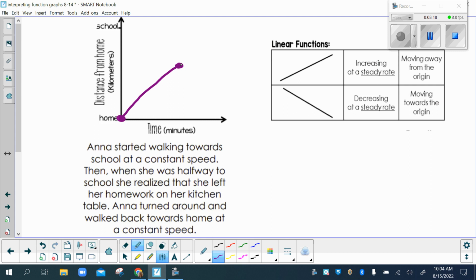Okay, so now Anna's walking back. She walks back just like this. Right? Now, you're thinking, this is basic. This is easy. It's going to get a little weirder. We're going to try the next one.